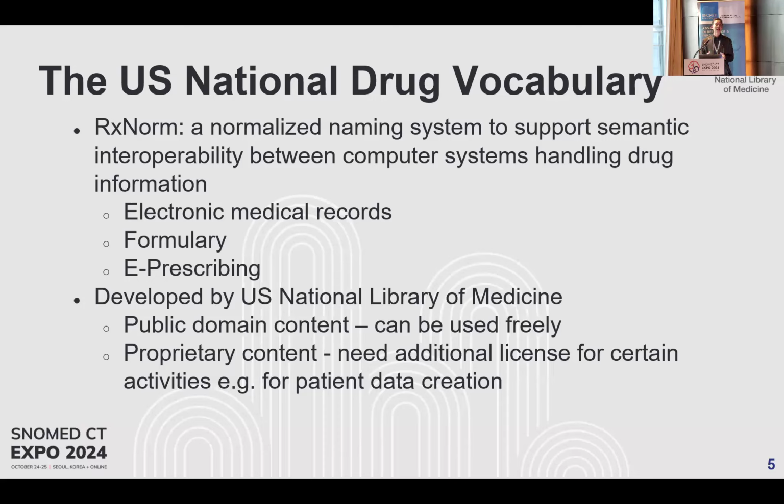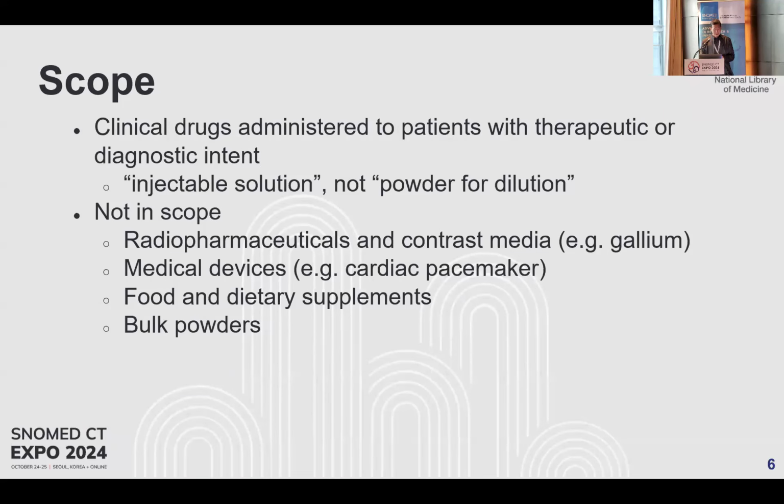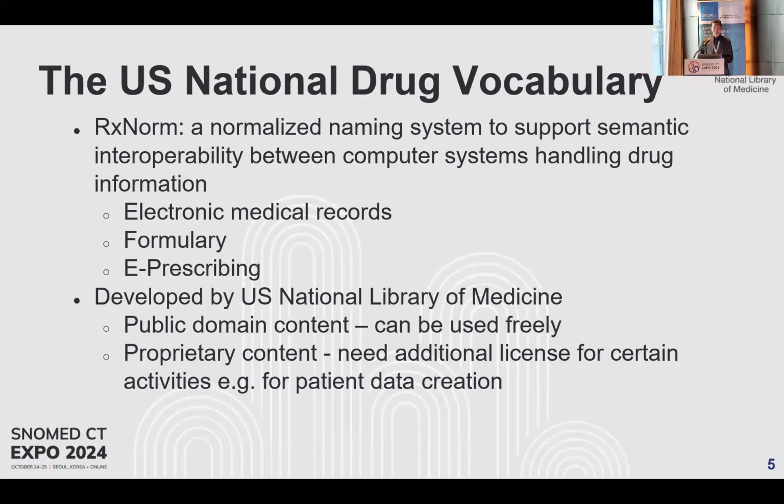And there are two parts of content in RxNorm. One part is publicly available, it's in the public domain. That part can be shared, used freely without any licensing. But the rest of RxNorm is coming from proprietary content. That means they can be coming from drug knowledge base vendors like First Data Bank, and they will need additional licensing for certain activities. For example, if you use them in patient data creation.